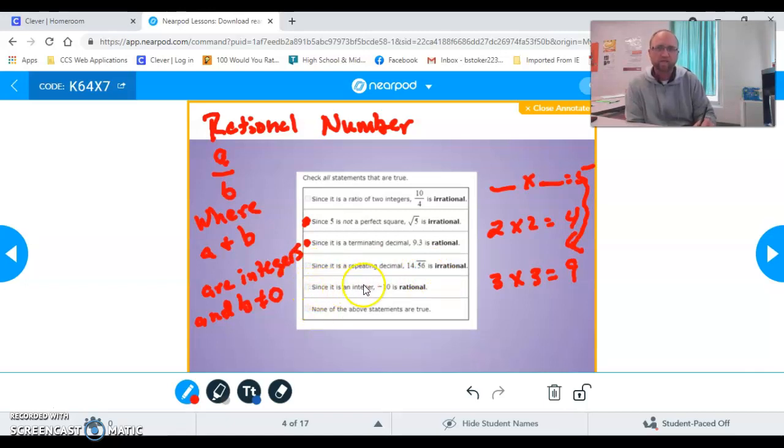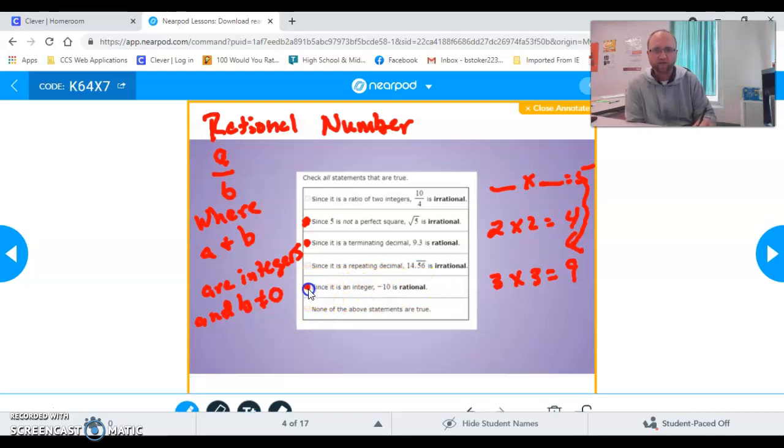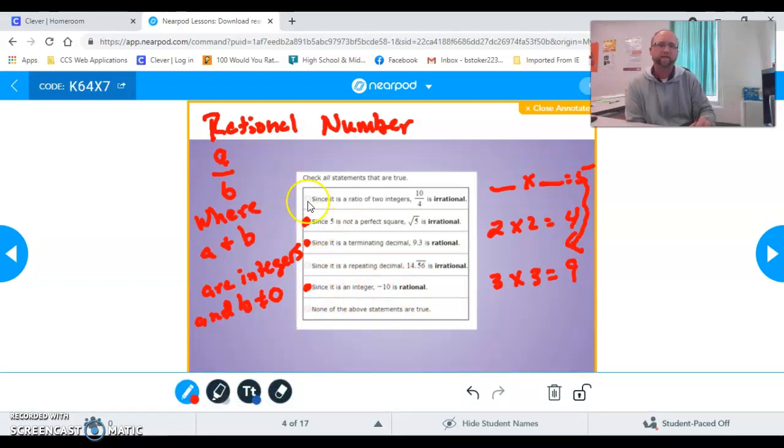And then the last one, since it's an integer, -10 is rational. Remember, integers and whole numbers fall in the rational number family. So every integer is a rational number, but not every rational number is an integer, okay?